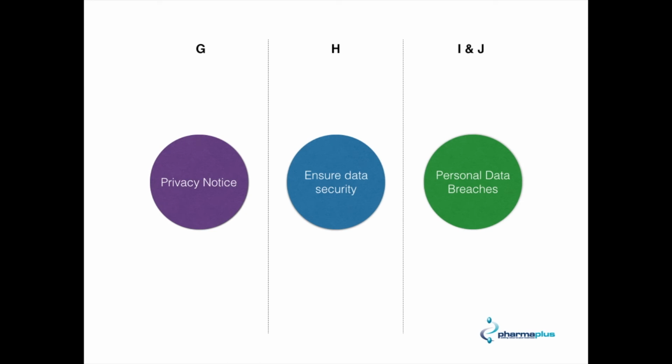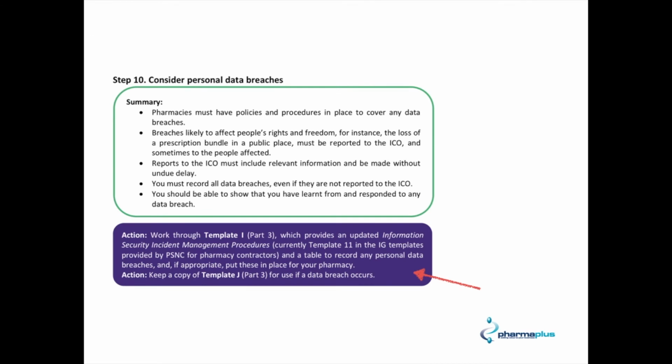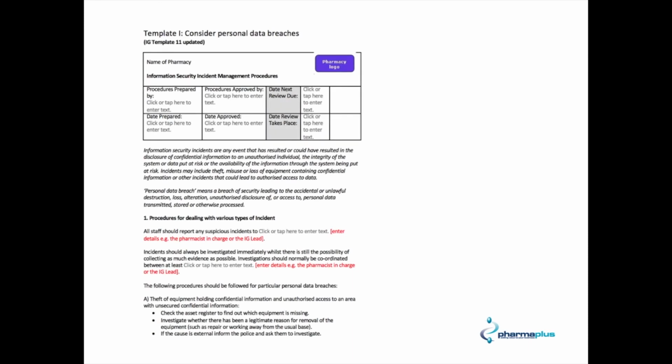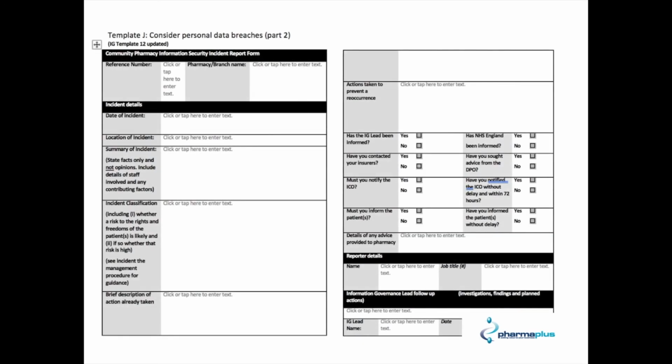And finally, you've got templates I and J. These relate to personal data breaches. Template I is effectively a policy that you'll need to complete. Again, all you need to do is amend the bits in red and add or take out things if you need to. Template J, on the other hand, is basically a form that you'll need to complete if a breach does occur. And at least that way you've got details of what to do and the sort of things you'll need to do if a breach does occur.